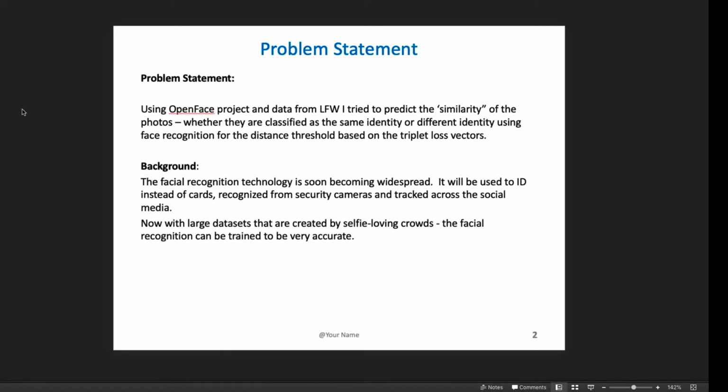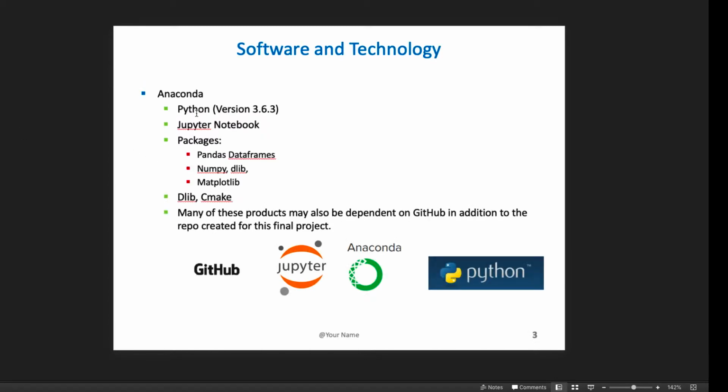I wanted to use a way to have a machine learning system predict similarity in photos and whether they are classified as the same identity or a different identity using facial recognition. The software and technology that I used was Python, Jupyter Notebook, Pandas, Plotlib. I used dlib, which is a way to do facial landmarking to map eyes and nose and mouth.